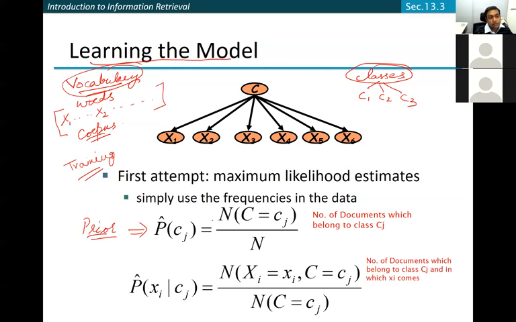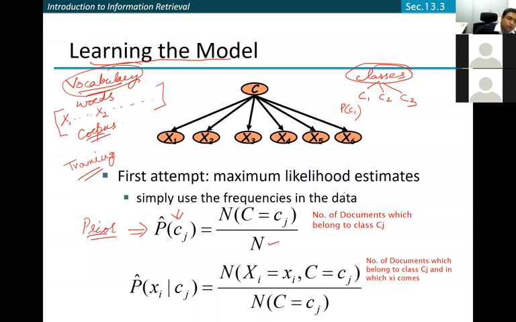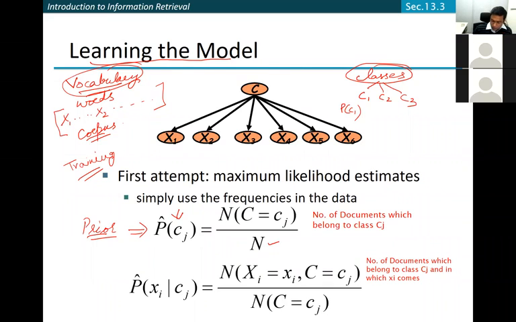Prior is the probability of any class. So let's say in the training data there are n documents. For each class you calculate this probability. So if there are 3 classes, probability of C1 is how many documents belong to that particular class C1 divided by the total number of documents. Similarly, you calculate the probability of C2: number of documents which belong to C2 divided by the total number of documents.